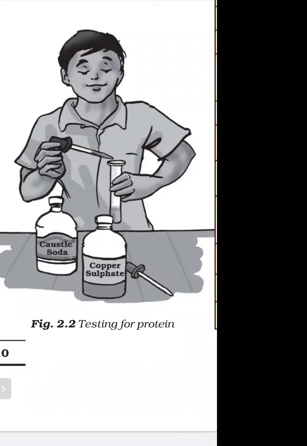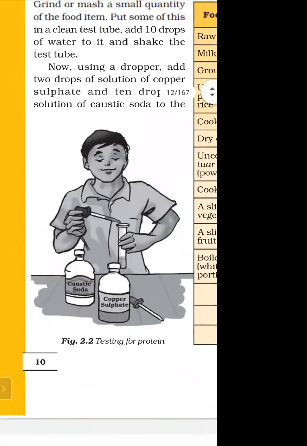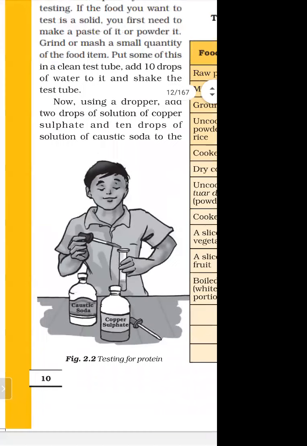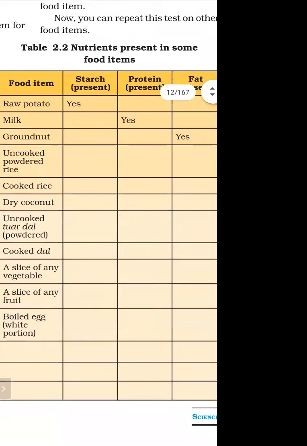If it changes into violet color, then it contains protein. Otherwise, it does not contain protein. Then we will check different food items such as milk, cooked rice, and a slice of any fruit, to see whether they contain protein or not. Repeat this with these food items for checking starch as well as protein.